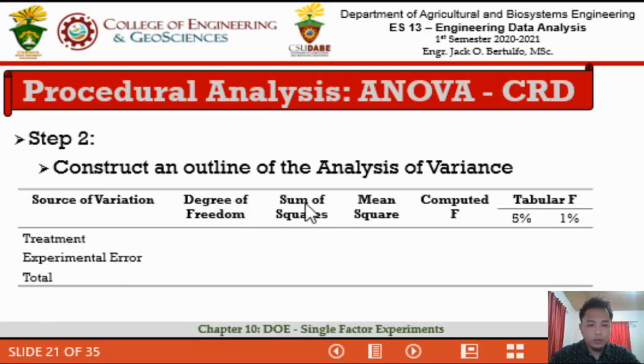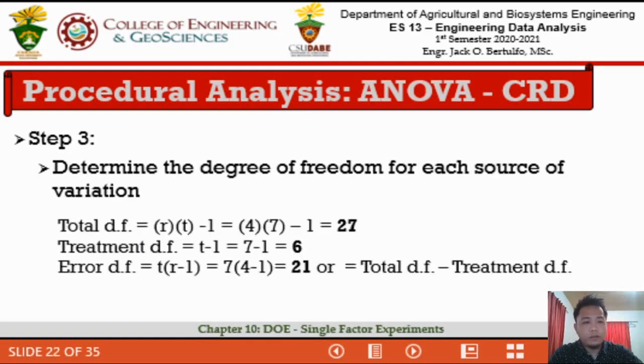Next one is the sum of square, the mean square, the computed F, then the tabular F for 5% and 1%. So we need to fill in the important data para ma-analyze na to karon kung unsa ang effect sa treatment karon dito sa grain yield. Okay. So first is the degree of freedom.